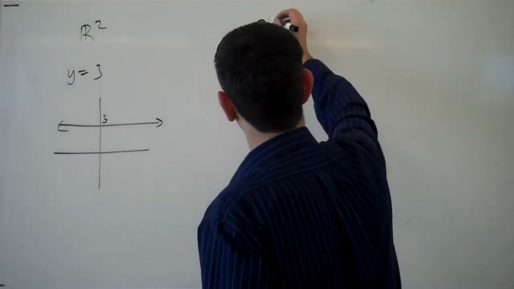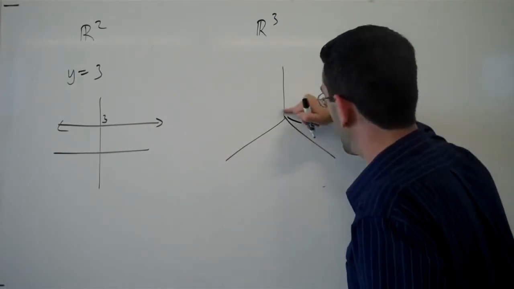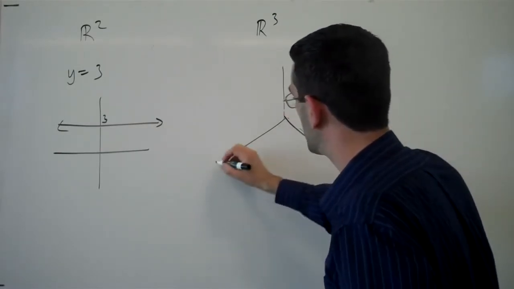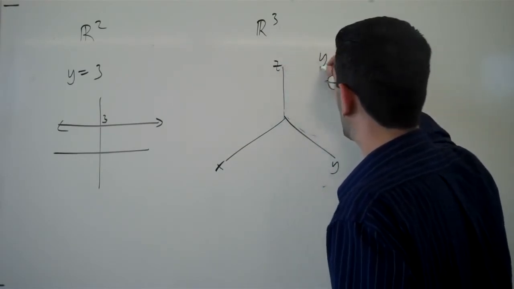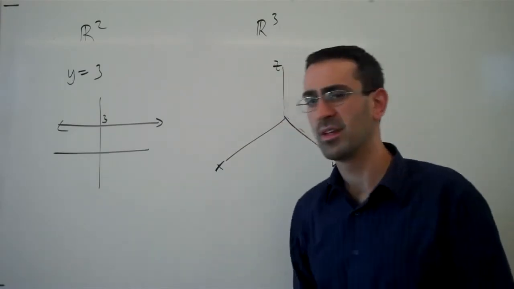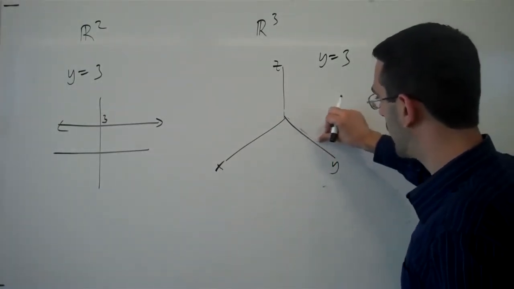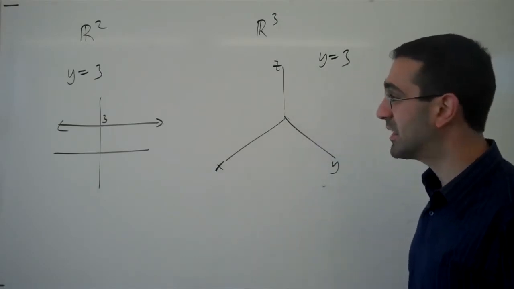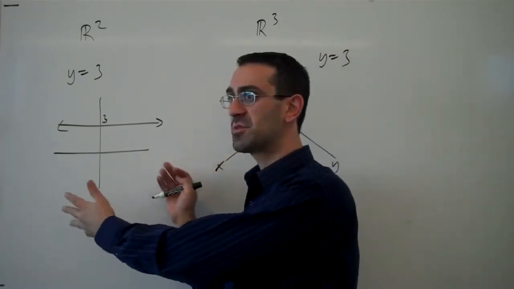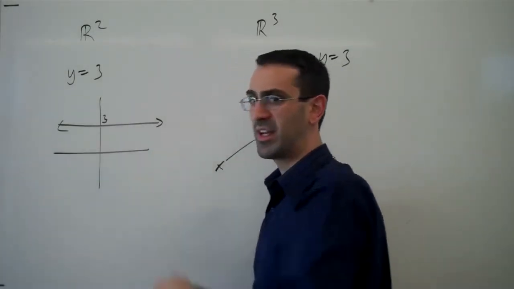So we might ask the question, in three-dimensional space, what do I describe if I write an equation like y equals 3? So now we're saying y equals 3, what are all the points in space that have a y value of 3? Now over in two-dimensional space, x could vary, keeping y constant, and we get a line.